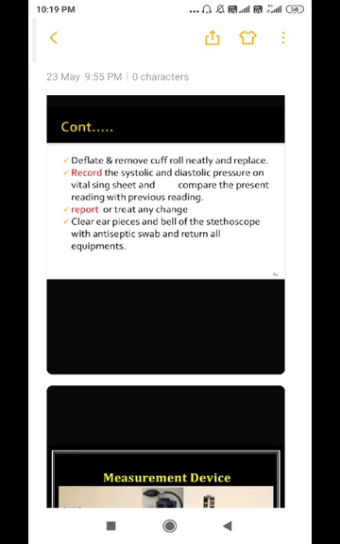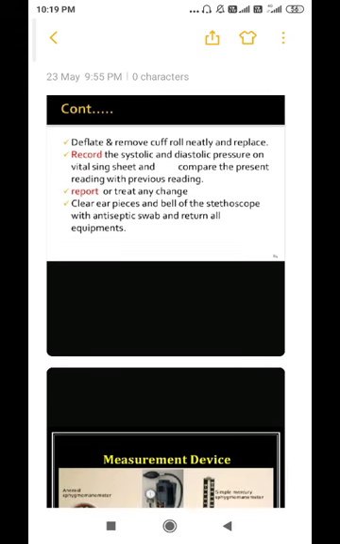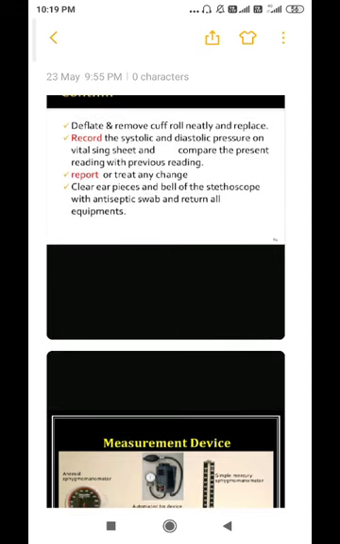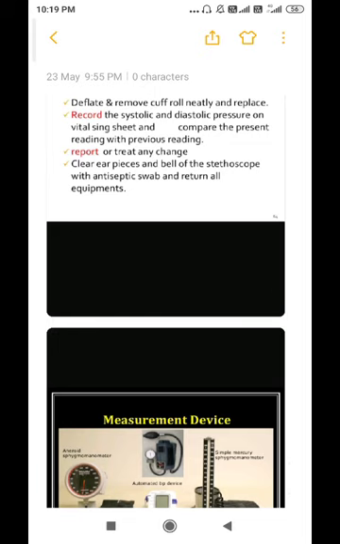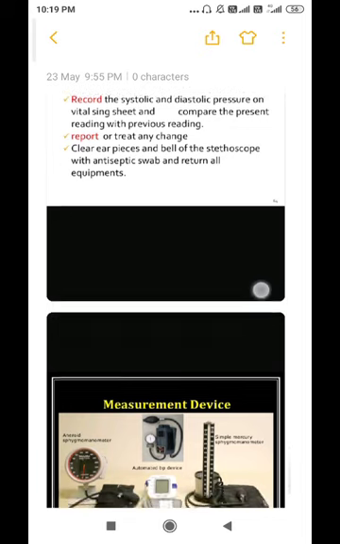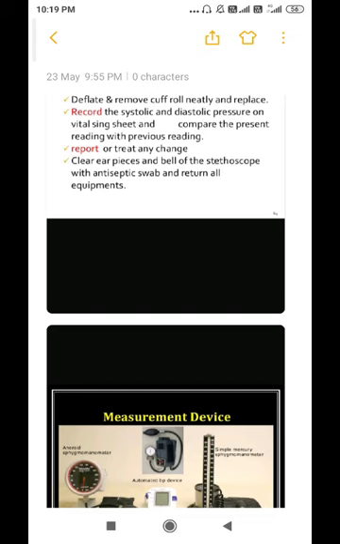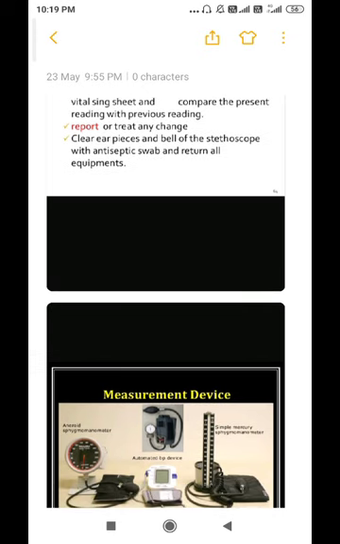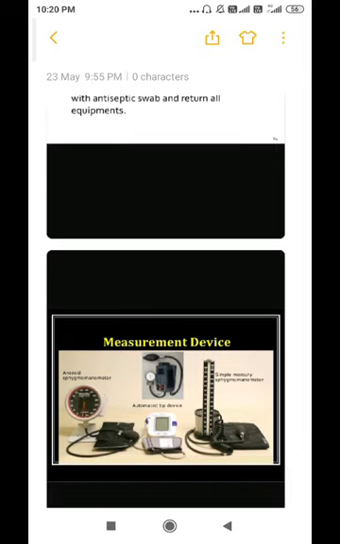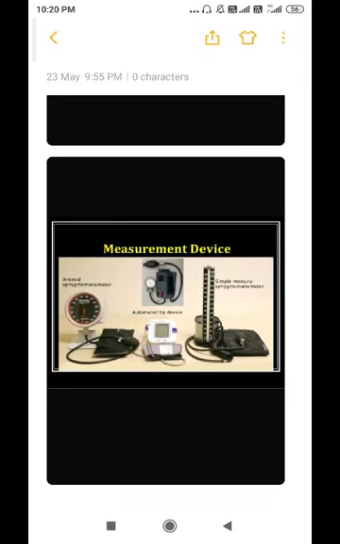Deflate and remove the cuff, roll it neatly and replace it. Record the systolic and diastolic pressure on the vital signs sheet and compare the present reading with the previous reading. This is the most important: compare the present reading and previous reading, and report or treat any changes in the blood pressure. Clean the ear pieces of the stethoscope with antiseptic swabs and return all equipment.